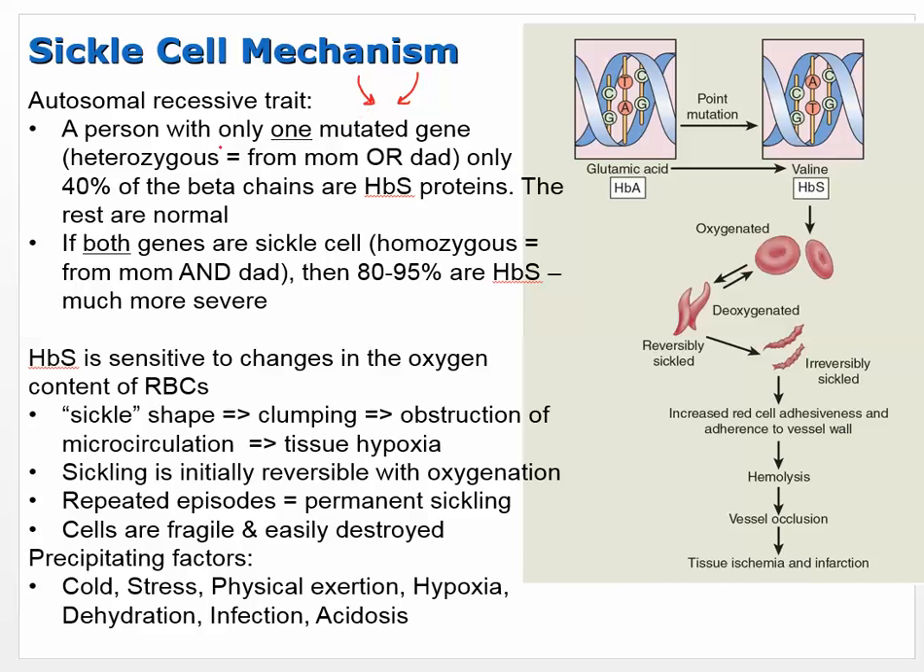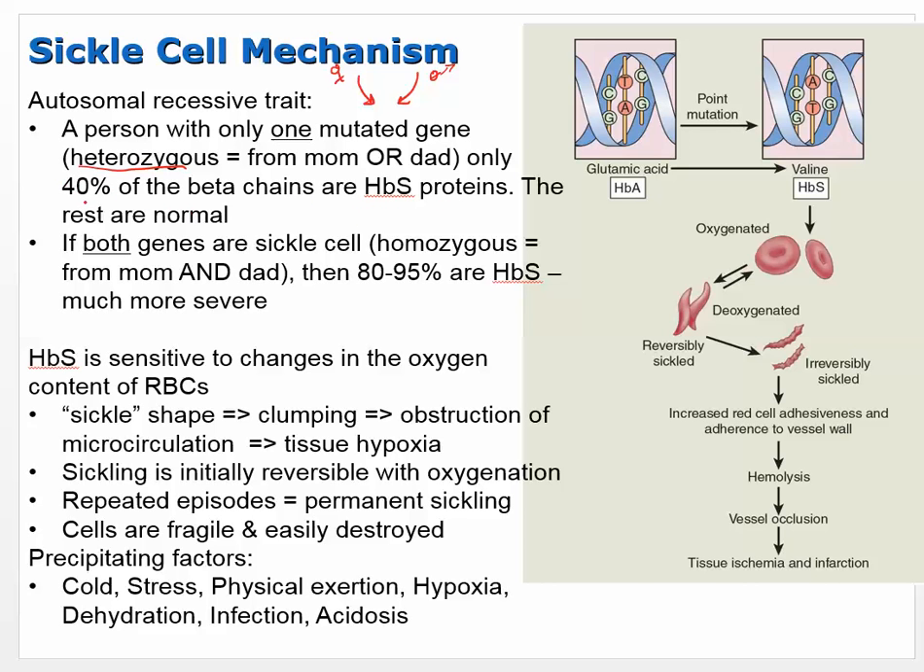Now, if you only have one mutated gene, let's say mom gave you a mutated gene, then you're considered heterozygous. Okay? So when you're heterozygous, you can actually function okay. The person can walk around. If there's a severe challenge or hypoxia, it may cause more of a problem. I don't want to say they're absolutely fine. That's not the case, but it's definitely not as severe.